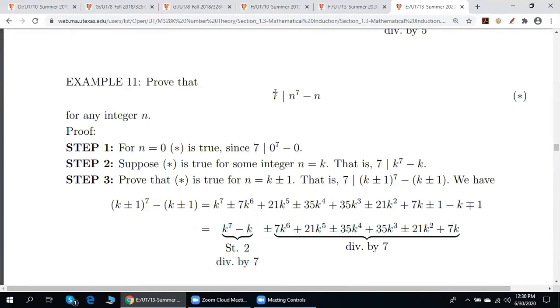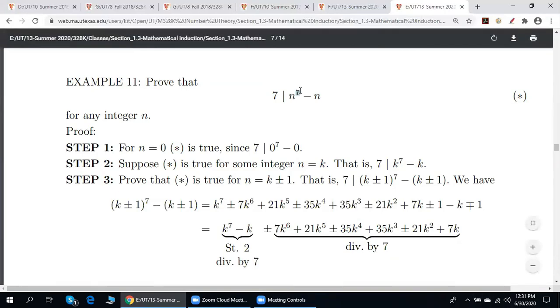Now, looking at these 3 examples, one can come up with the following conjecture. p divides n to the p minus n for any integer n, where p is a prime number. This is true, but it is not that easy to use induction to prove it.